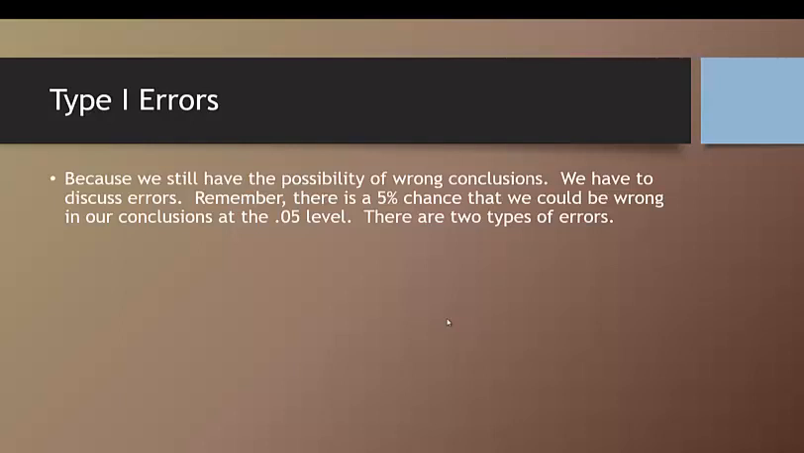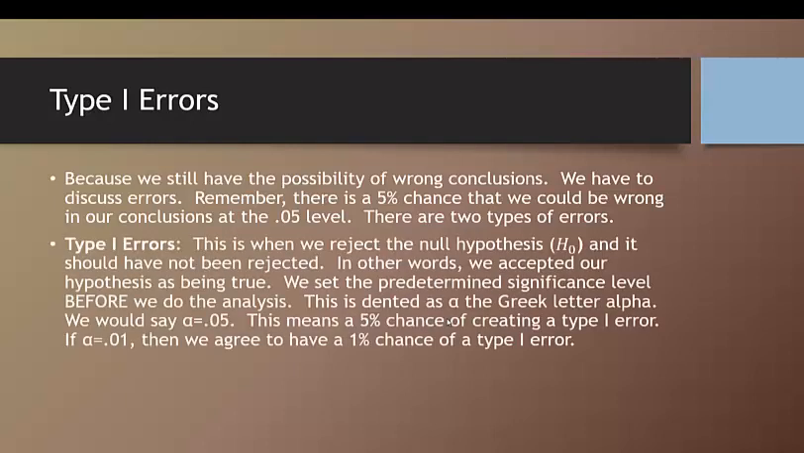So when we do that, there are two types of errors. The type 1 error is when we reject the null hypothesis, and it should not have been rejected. In other words, we accepted our hypothesis as being true. We set the predetermined significance level before we do the analysis. We said that earlier, and we're going to stress it again here.